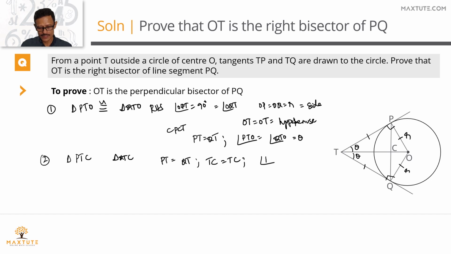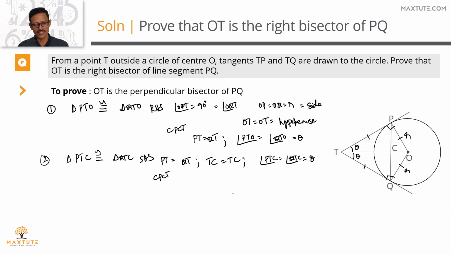So angle PTC is equal to angle QTC, which is equal to theta. So 2 sides and the included angle are equal. So by SAS, we can establish that PTC and QTC are congruent triangles. We'll run through the same CPCT in this triangle. We already know 2 sides are equal, this angle is equal.